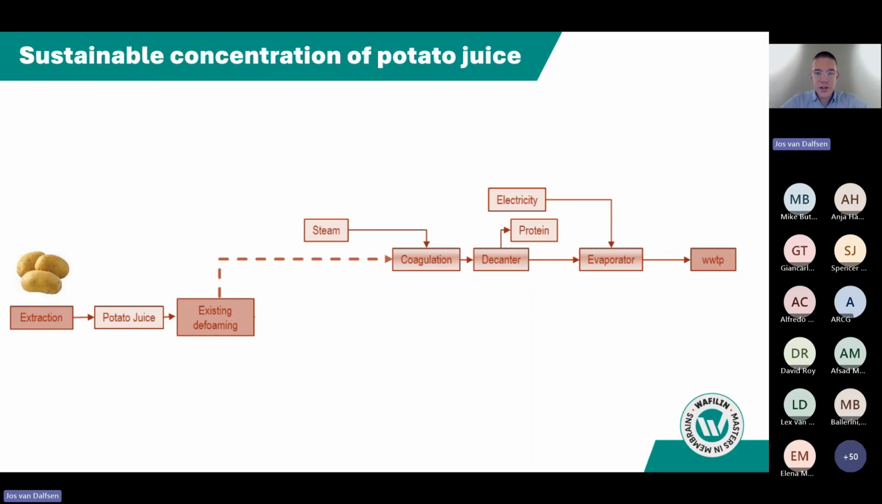And that total volume is sent to a coagulation process where they inject steam to coagulate the proteins. Then the proteins are being separated by a decanter. And the residue is sent to evaporator. Evaporator needs electricity, of course, to extract the residue products that are still present in this potato juice. So large volumes, high energy consuming process that they have been running for many years.